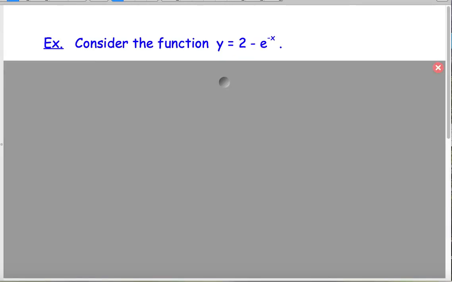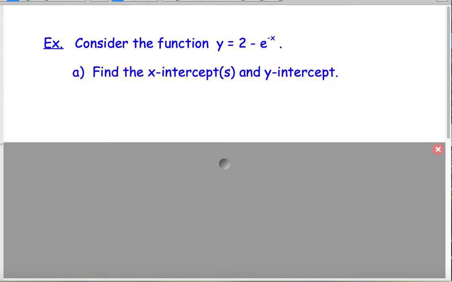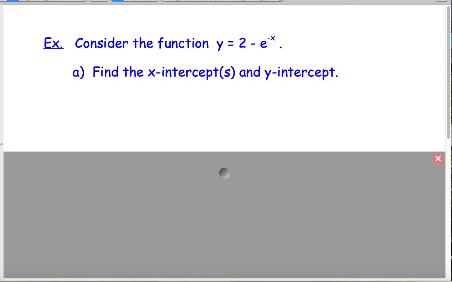All right, I'm going to do one last example for you. I'll work through this a little more quickly. Let's look at a function that's a little bit different, not a polynomial. Find the x-intercepts, if there's more than one, and then the y-intercept.